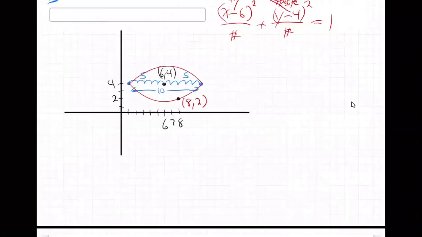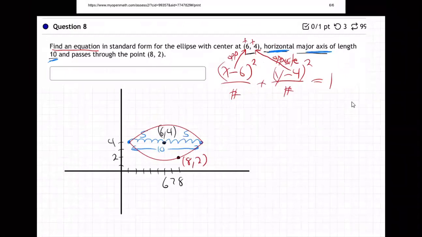So right down here, the square root of some number is right and left 5. So it's got to be 25, doesn't it? You see that?